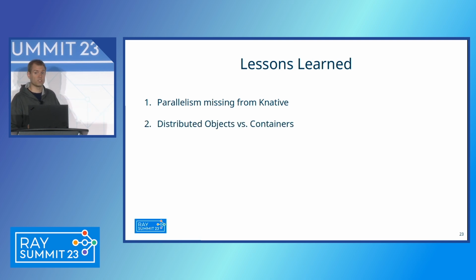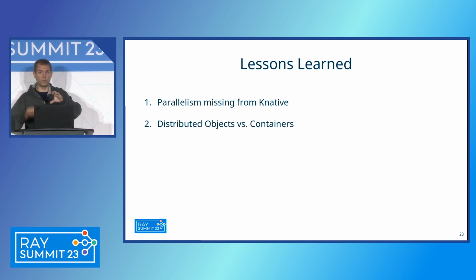Again, a lot of the differences between Knative and Ray come down to the question of what are we talking about? What's the object we're working with? Ray works with distributed objects, code that we're sending around to run in multiple different places, whereas Knative is working with containers, isolated, autonomous, stateless entities.